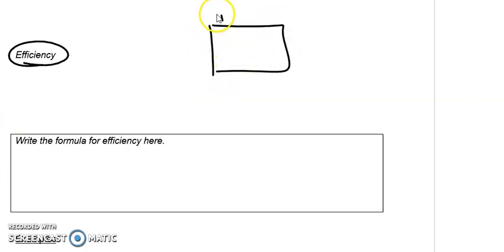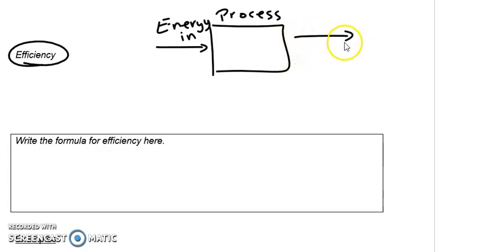First thing we're going to need to do is take a look at what actually is efficiency in the first place. Well, in every single process that we've got, you're going to have energy from a particular energy store go into this process, and energy is going to go out of this process.